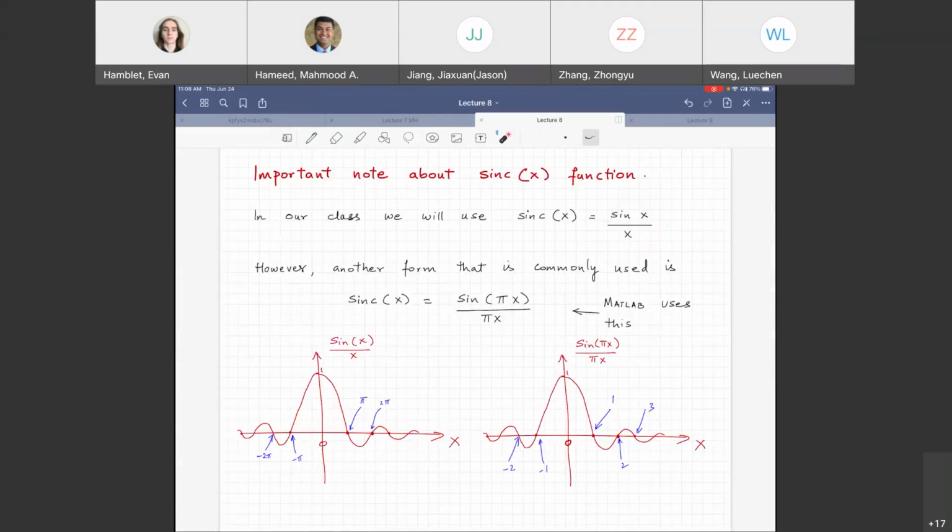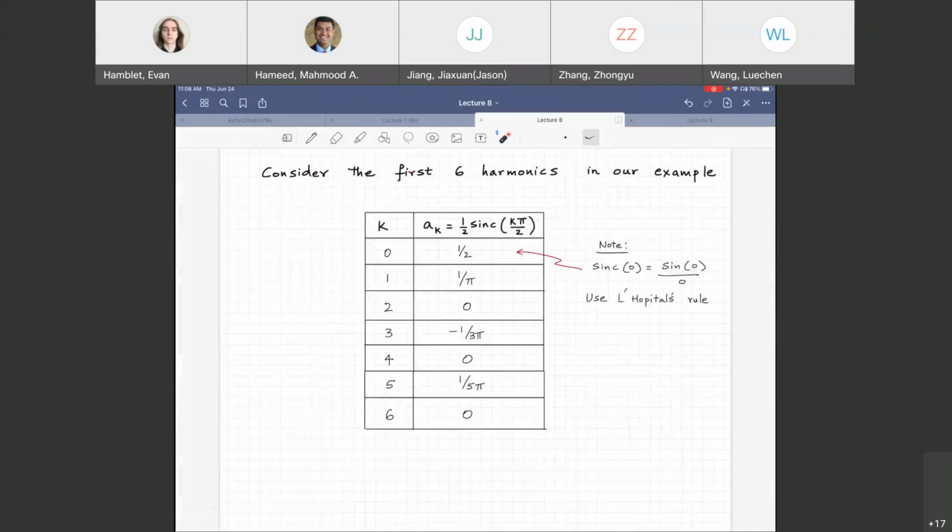So let's try to evaluate the first six harmonics of this half sinc k pi over 2 function. On the left column, I have k going from 0 to 6. The 0 is evaluating the DC term, and then I have the first six harmonics, only on the positive side. I'm not evaluating them on negative 1, negative 2, negative 3. Like we said, k equals 0 is simply half sinc 0. Sinc 0 is sine 0 over 0, and if you use L'Hopital's rule, it will be a 1, because it will be a cosine divided by 1.